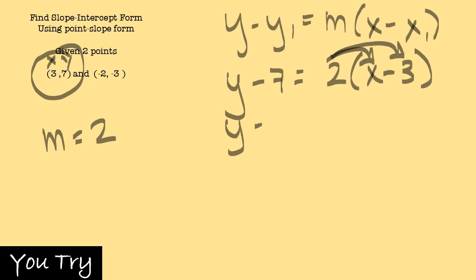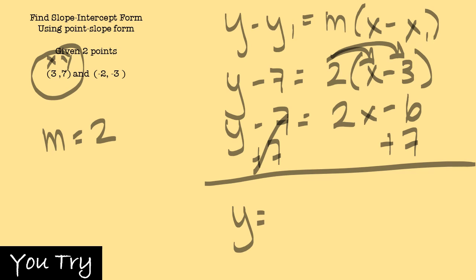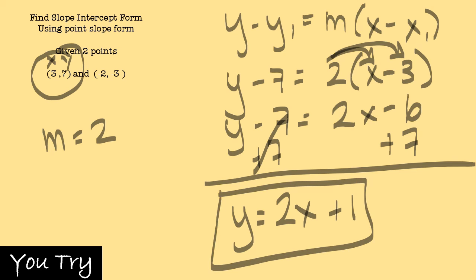Distribution, y minus 7 is equal to 2x minus 6. We're going to add, oh, wait a minute, nope, we're not going to add 6 to every side. We're going to add 7 to both sides, so we can get the y by itself and get it into y equals mx plus b form. And we get 2x plus 1. There we go. So super easy.